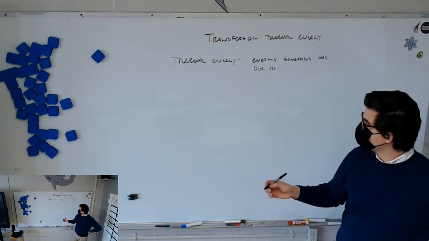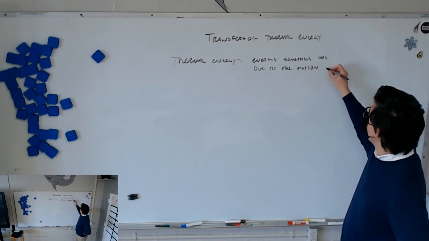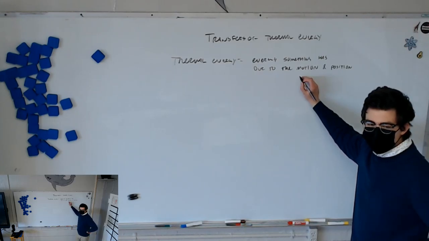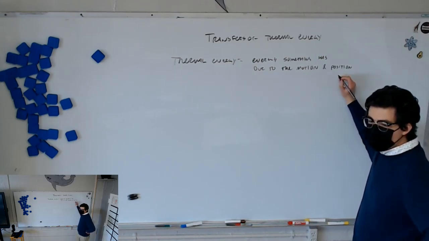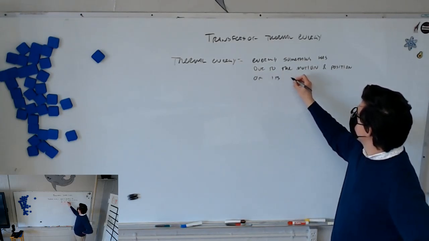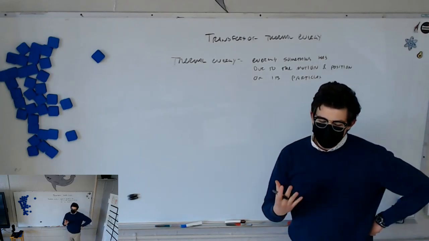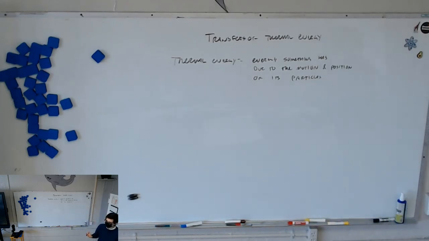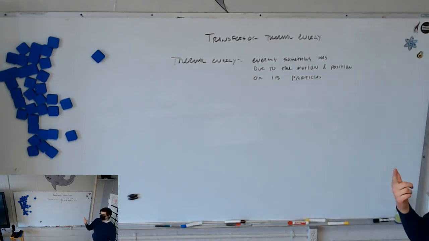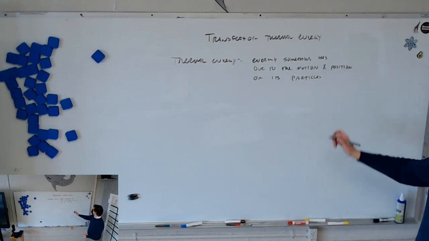The molecules. Yeah. Energy something has due to the motion and position. Motion being what kind of energy? Kinetic. And position being what kind of energy? Potential. Due to the motion and position of its, well, let's put particles, because not everything is made of atoms. For instance, the air is made of nitrogen and oxygen primarily, and those two are both molecules, and we'll talk about that in several chapters, but anyway, because of its particles.